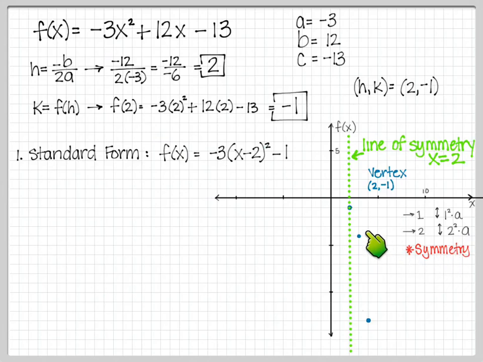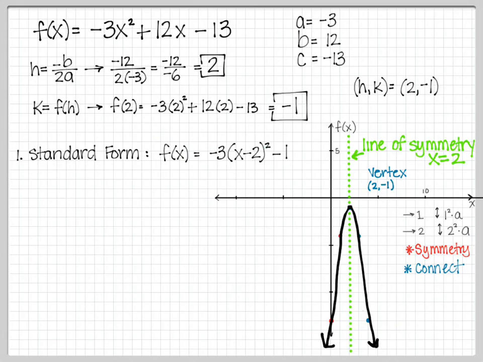I'm going to use symmetry. This point on the parabola is 1 unit to the right of the line of symmetry, so I'm going to put another point 1 unit to the left. And similarly, down here, this point is 2 units to the right of the line of symmetry, so 2 units to the left, I'm going to put another point. Then we're going to connect those carefully, as easily as you can. They don't have to look perfect like a graphing calculator or a computer, but a parabolic shape.